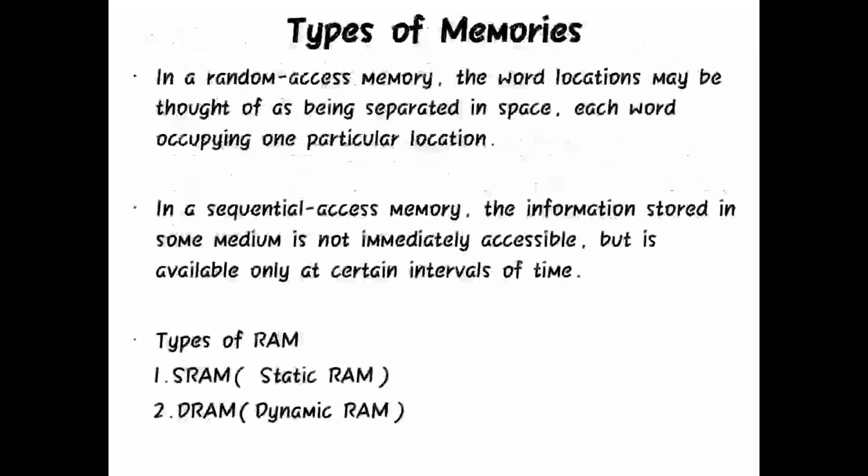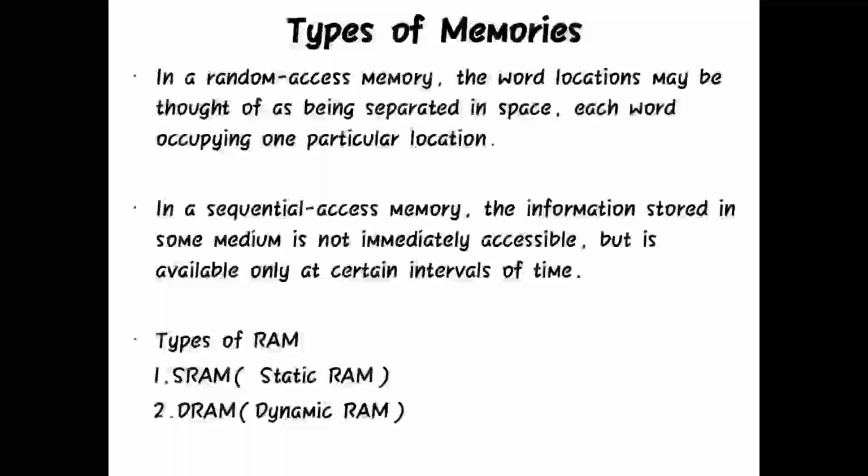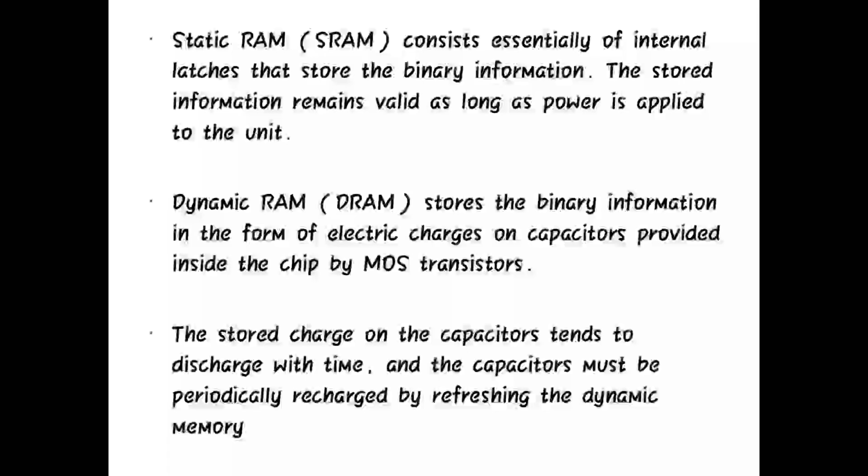So coming to our types of memories, RAM, that is random access memory, has two types. One is static RAM, second is the dynamic RAM. Static RAM and dynamic RAM both are volatile types of memory. Volatile means what? If I store data into a memory, once the power is turned off, all the data is lost. Volatile means temporary. Whereas ROM, that is read-only memory, is non-volatile.